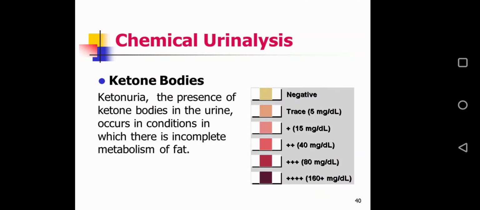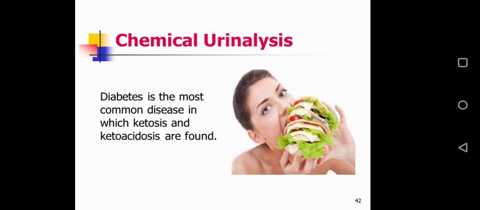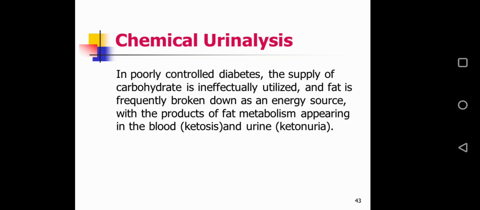Ketonuria, the presence of ketone bodies in the urine, occurs in conditions in which there is incomplete metabolism of fat. Ketone bodies consist of acetone, acetoacetic acid, and beta-hydroxybutyric acid. Generally, the second one is the predominant substance that we test. Diabetes is the most common disease in which ketosis and acidosis are found. In uncontrolled diabetes, carbohydrates are ineffectively utilized, and fat is broken down as an energy source, with the products of fat metabolism appearing in the blood and urine, which result in ketosis and ketonuria respectively.